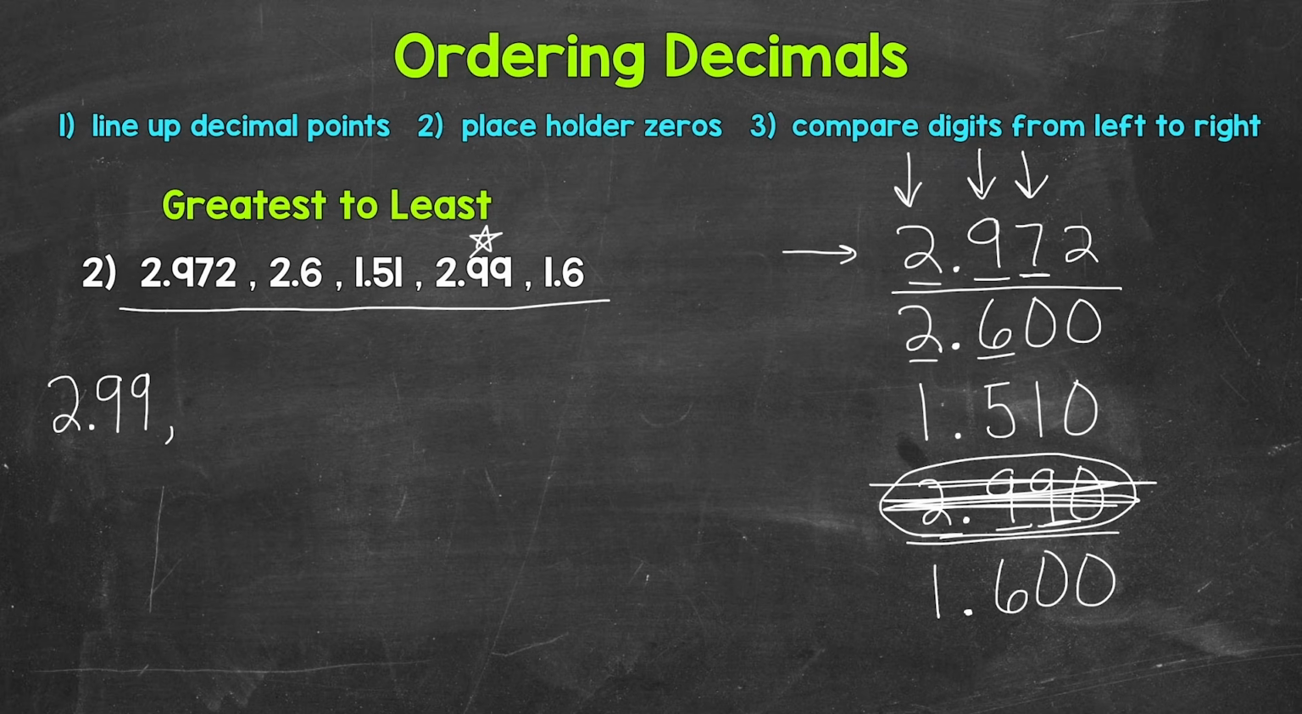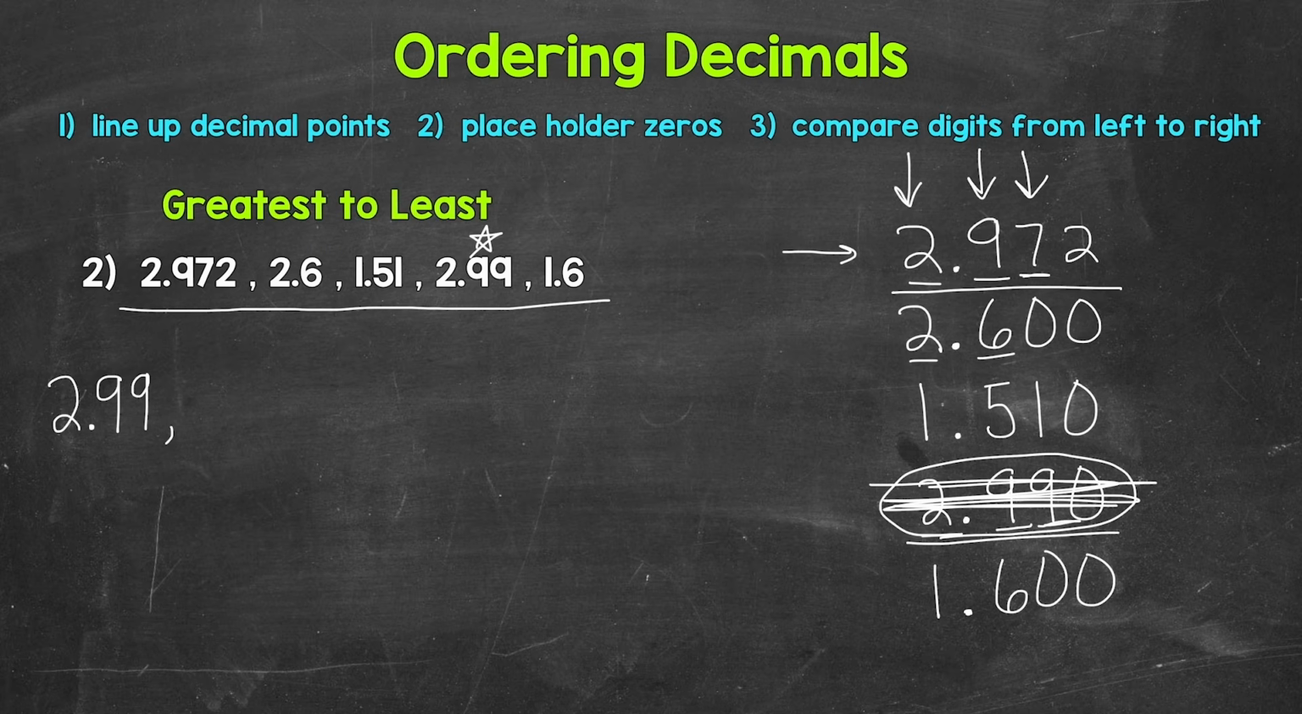Now, before moving on, I do want to mention another way to think about this. We can think in terms of the entire decimal part here. We had 972 thousandths compared to 990 thousandths. 990 thousandths is greater than 972 thousandths. So that was our greatest. Now back to what we have remaining. So we start the process over.